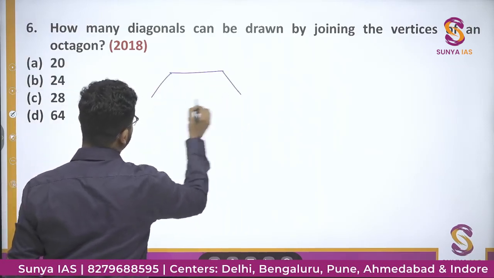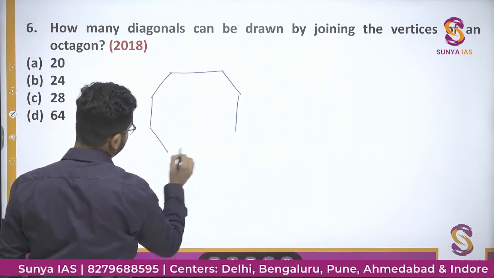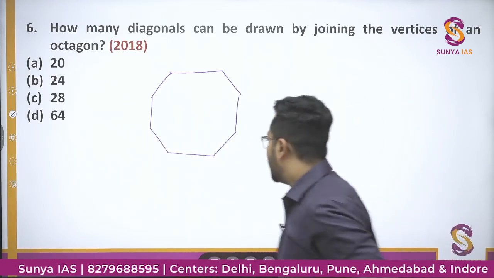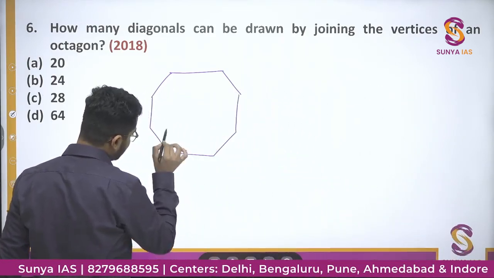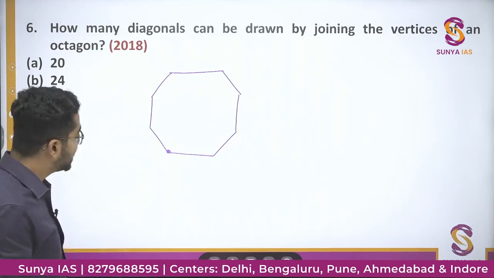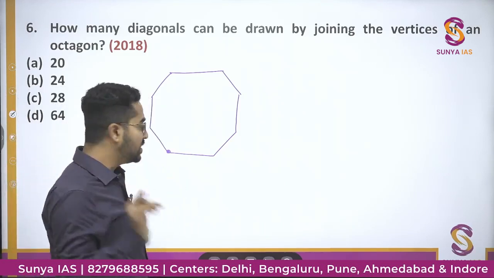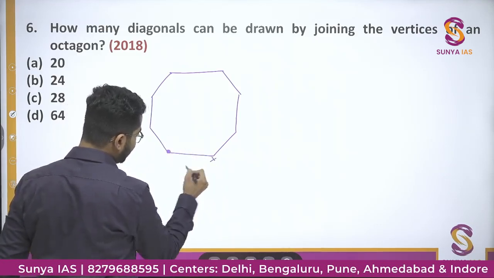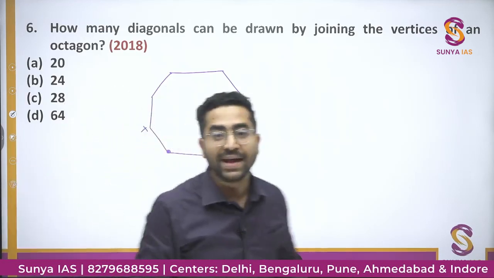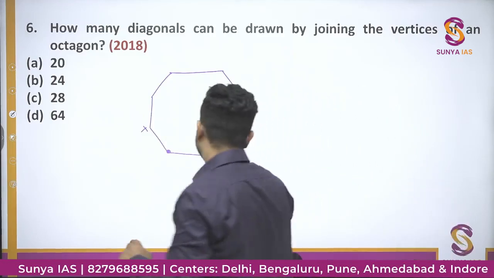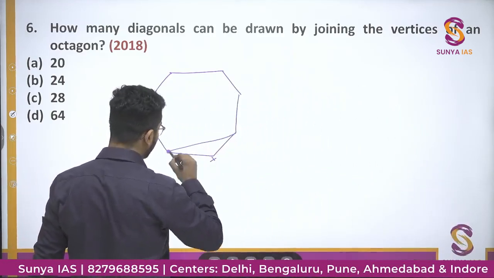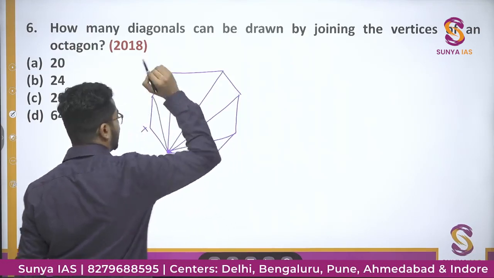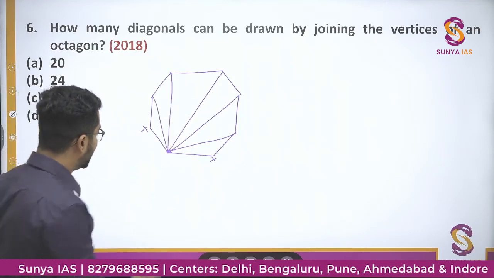This is a straight line. Okay, so this is an octagon with 8 sides, very nice. Agar main is ek vertex ko chunu, then how many diagonals can I make? I cannot make a diagonal with the adjacent vertices, because these will be edges. If I take this vertex or this vertex, these two will be lines or edges, not diagonals. So what will be the diagonals? This will be a diagonal, this, this, this, and this. So these five are the diagonals from one vertex.